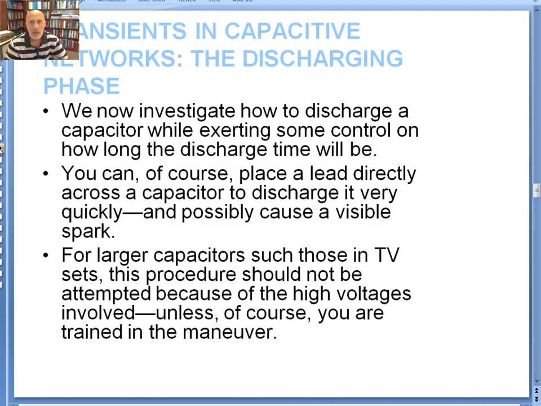All right, let's look at the discharging phase. We want to look at how to control the discharge of a capacitor and how long the discharge time will be. You can, of course, place a lead directly across the capacitor, as we mentioned earlier, to discharge it very quickly. And possibly you can see some kind of a visual spark. Depends how much charge you have, what type of capacitor. If it's a big capacitor, you definitely see the spark. But for large capacitors, such as the one in a TV or the motors, this should not be attempted because of the high voltage involved, unless, of course, you're trained how to handle that kind of high voltage and high charges.